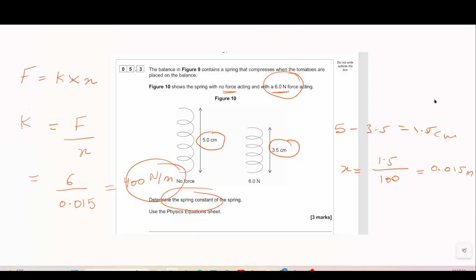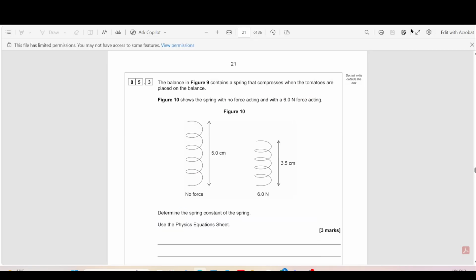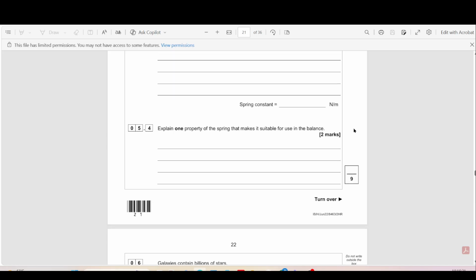Give one property of the spring that makes it suitable for its use in the balance. Because of its elasticity, right? If you stretch it, it will return to its original shape after the force is removed. Yes, that's why. Because of its elasticity, it can come back to its original shape after removing the force.